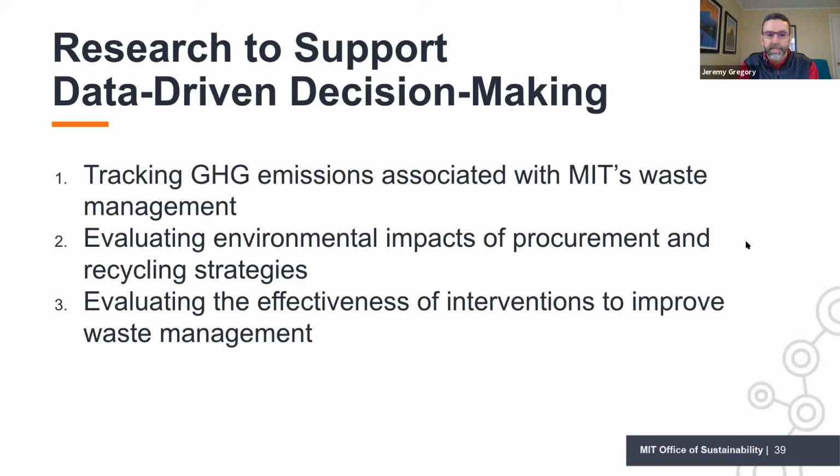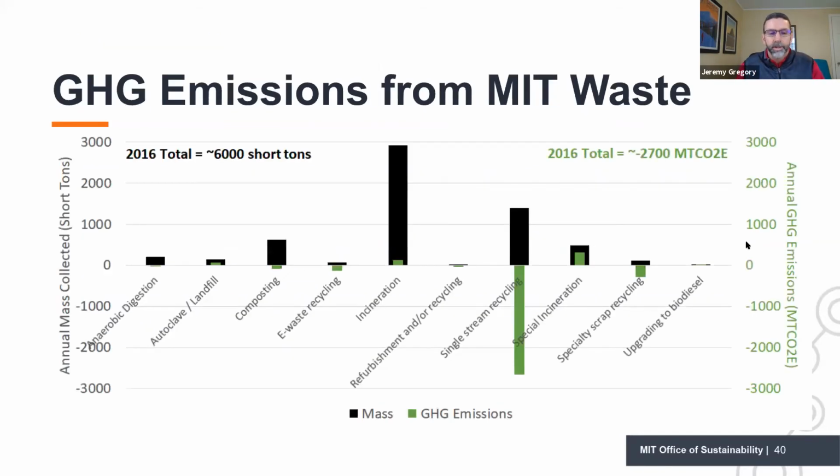So on the next slide, you'll see the first one, which is basically an effort we have to track greenhouse gas emissions associated with MIT's waste as part of our efforts to track emissions on campus. The black bars are associated with the left axis, which is annual waste collection. And the green bars are associated with the GHG emissions on the right there. And what you can see with that number in the upper right is that actually we have a net negative GHG emissions associated with our waste practices right now.